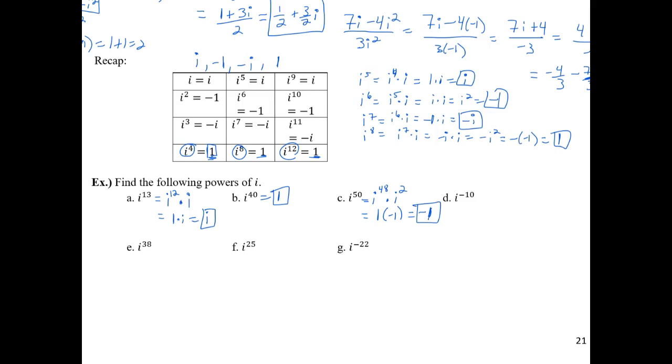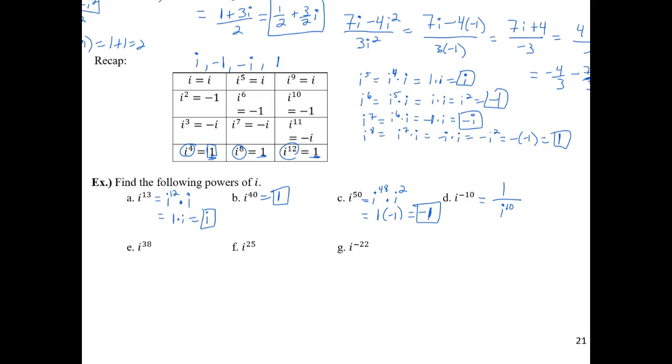Now I've got a negative exponent here. Don't be tricked. What do negative exponents do? They take the reciprocal. So 1 over i to the 10th. Now there's a couple things that you could do here to rationalize this. Again, you don't want that i in the denominator.